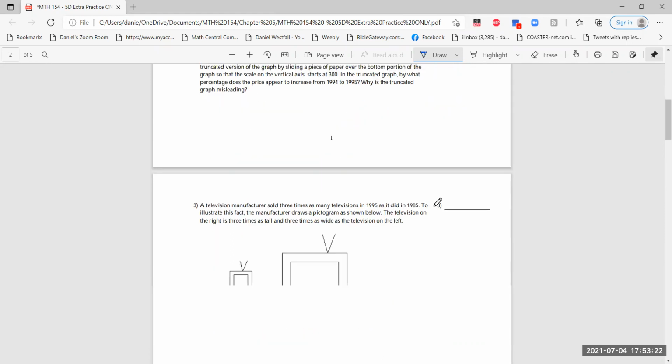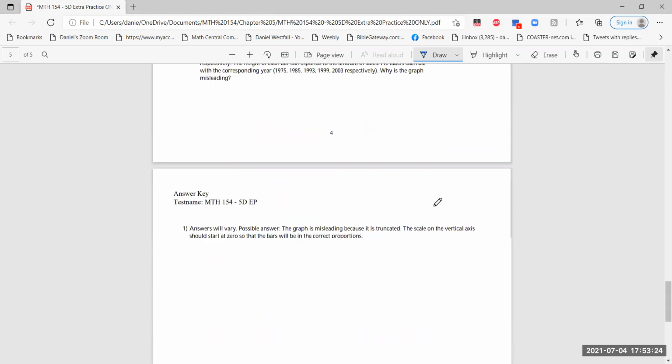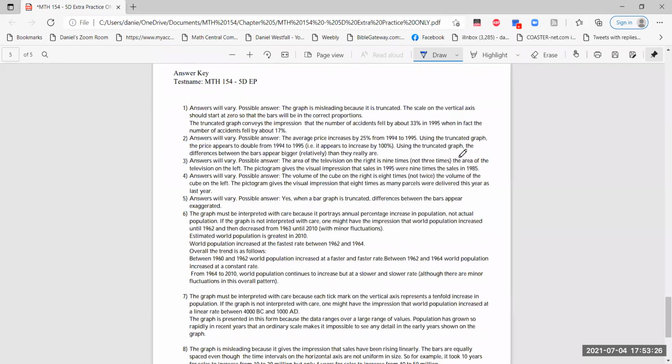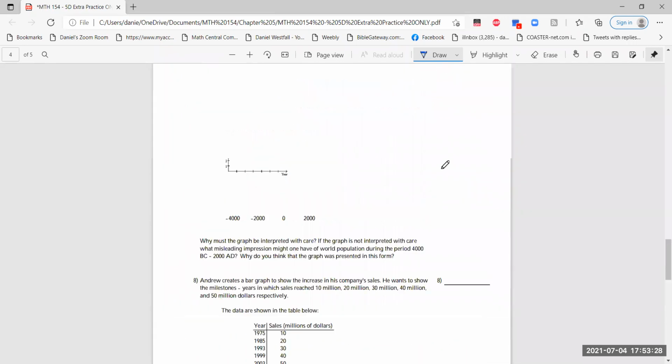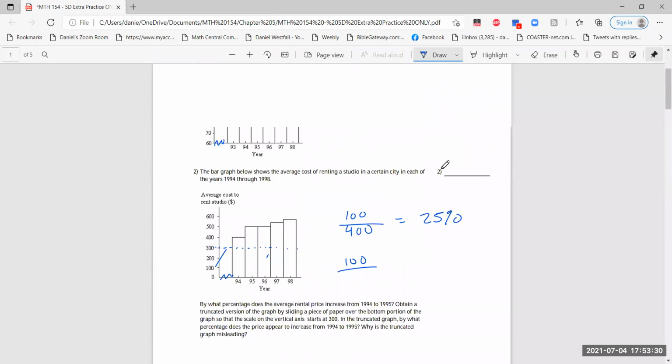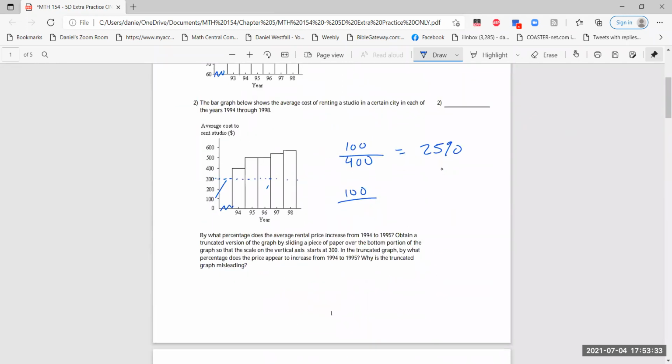Let me see how they said that. I see what they're trying to say, but yeah, by 100%. So it looks like that bar is only 100 tall to start off with. So it looks like it's 100% change. It looks like there's 2 of these bars stacked on top of each other. And this is misleading because this is the real number.